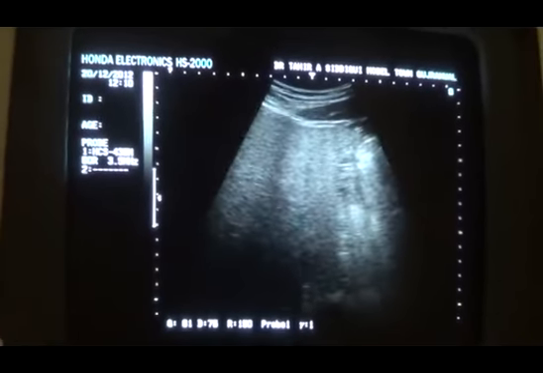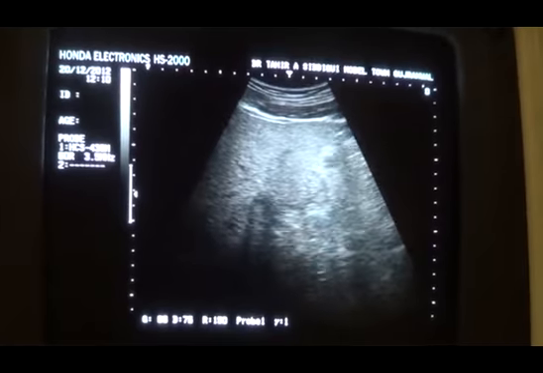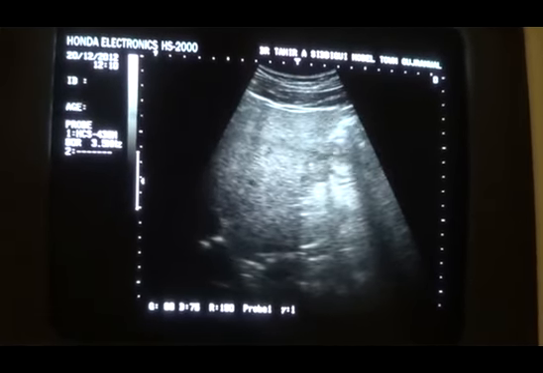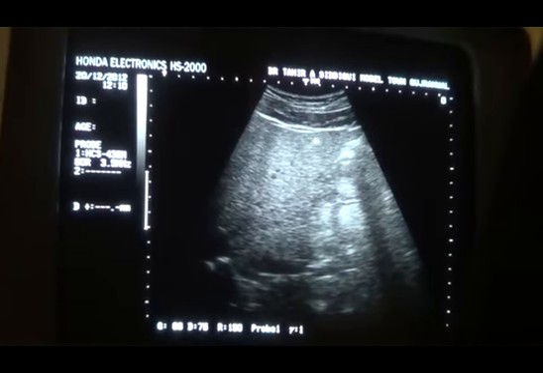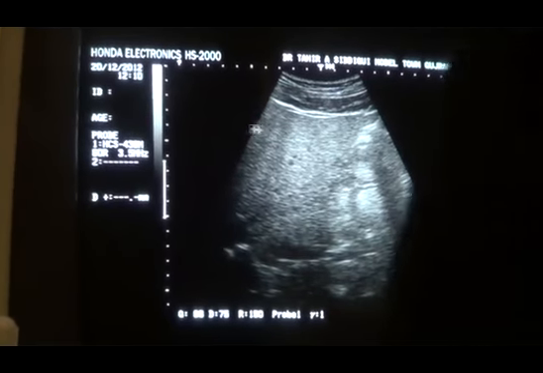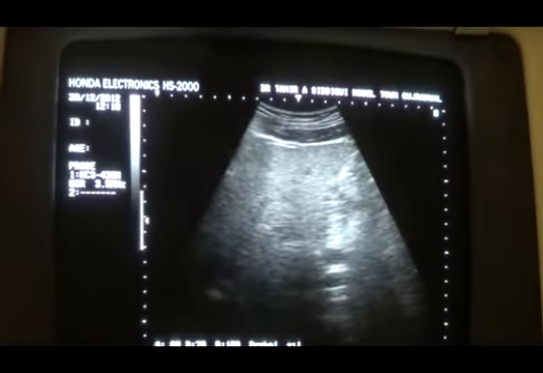Now this liver is fatty indeed. It shows a sharp angle, smooth outer surface, diffuse increased parenchymal echogenicity, no coarseness.